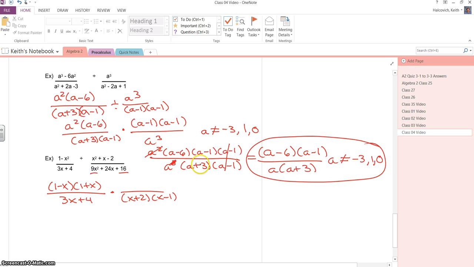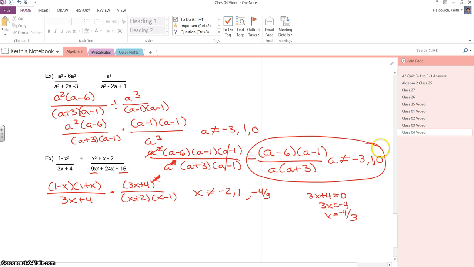Square root of 9 is 3, square root of 16 is 4, 3 times 4 is 12, times 2 is 24, so that means it's a perfect square trinomial, 3x plus 4 squared. The restrictions here, x cannot equal negative 2, 1, and then negative 4/3 is what would make 3x plus 4 equal to 0. That's how you find what makes this equal to 0 on the bottom.